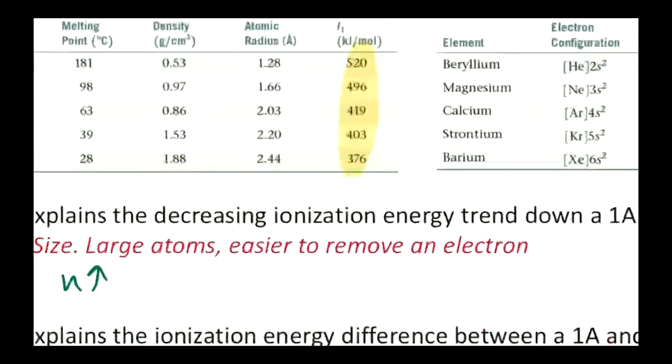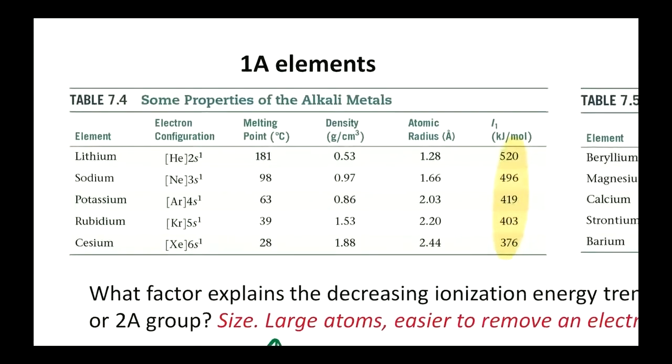So based upon these ionization energies, which element in 1A is the most explodey in water? Which one? Cesium, yes, because it's the easiest to remove an electron off of cesium.